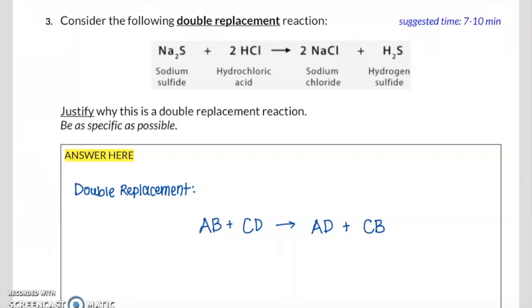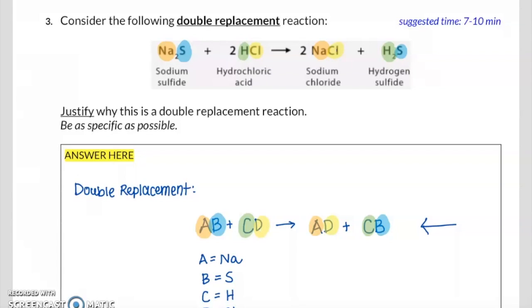For example, listing that A stands for sodium, Na, that B stands for sulfur, C stands for hydrogen, and D stands for chlorine. Another way to make this connection between our general equation and the reaction provided in this question is to use colors. So highlighting in the general equation A, B, C, and D, and then following that through in the actual reaction for our question.